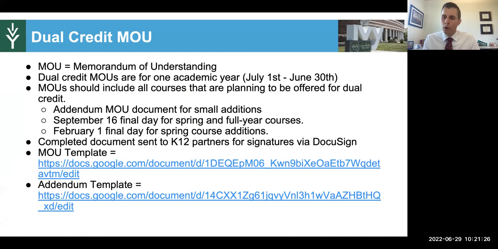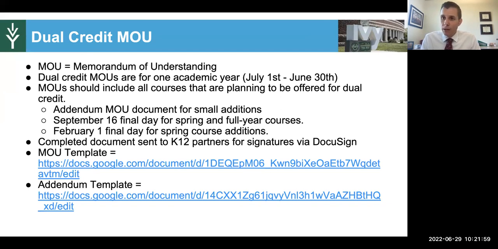Dual credit MOUs should be reviewed and signed annually. It's good for one academic year, so for the school year, July 1st through June 30th, the same as the fiscal year. Whenever you do an MOU, generally speaking, you should try to put all of the courses that are going to be offered on that first main MOU. That's all your full year courses, your fall and spring. Any course that is going to be offered for dual credit should be on that MOU.